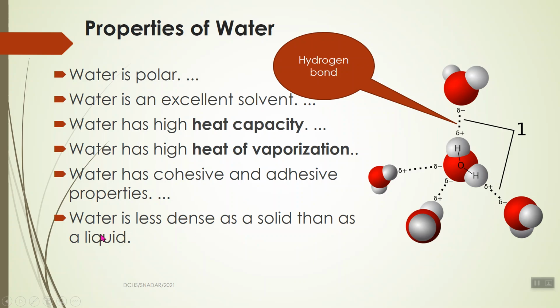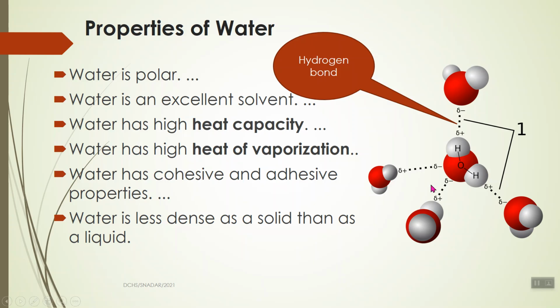The last property is that water is less dense as a solid. That's why ice floats on the surface of water. When you dispense some ice from the ice machine and then fill the glass with water or iced tea, you can see that the ice floats on the surface of the water or the iced tea, because it is less dense.